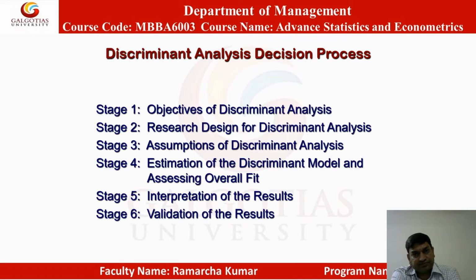Discriminant analysis decision process. Stage 1 is objectives of discriminant analysis. Stage 2 is research design for discriminant analysis. Stage 3, assumptions of discriminant analysis. Stage 4, estimation of discriminant models and assessing overall fit. Stage 5, interpretation of the results. Stage 6, validation of the results.